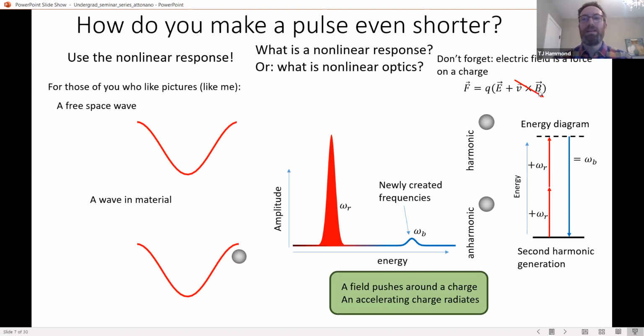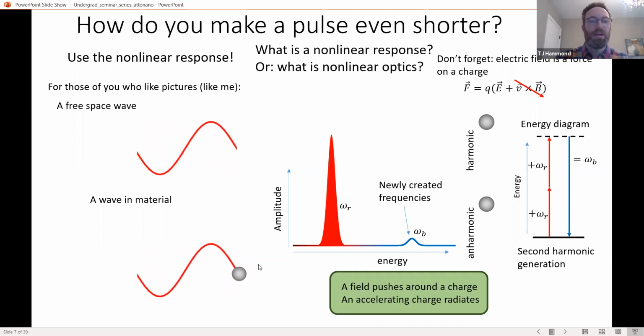But it turns out that the magnetic field is actually going to be 3 times 10 to the 8th smaller, so 300 million times smaller than the electric field. And the reason for that is because it's divided by the speed of light. So in any case, the force is going to be strongly dominated by the electric field on this charge.